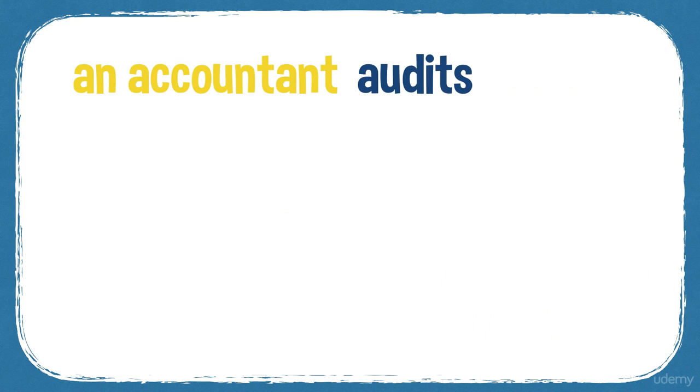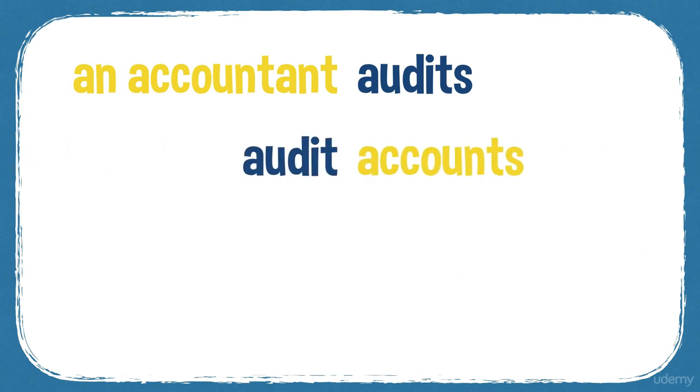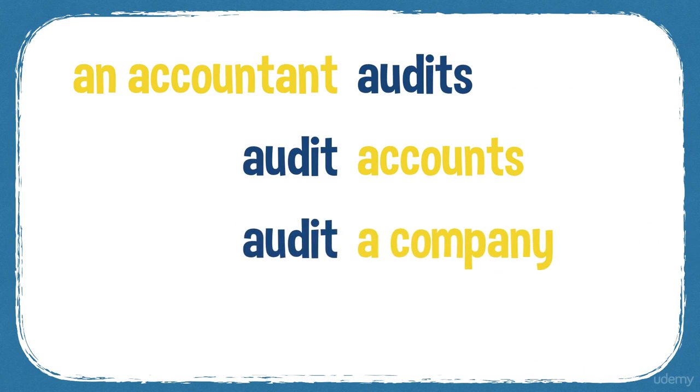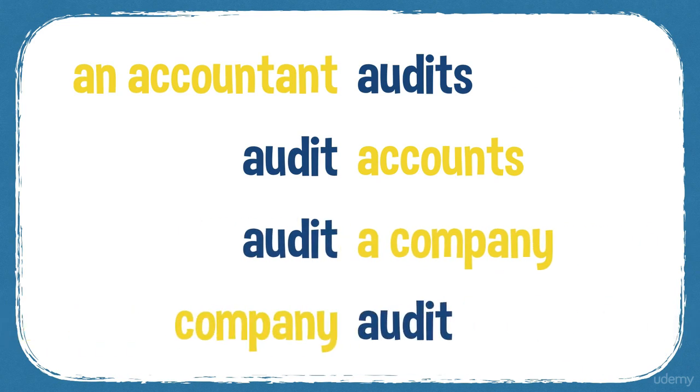So an accountant audits things. Accounts usually, you can audit accounts. You can audit a company. And you can carry out a company audit. So as a verb: audit, audits, auditing, audited. An auditor is the person that carries out the audit.